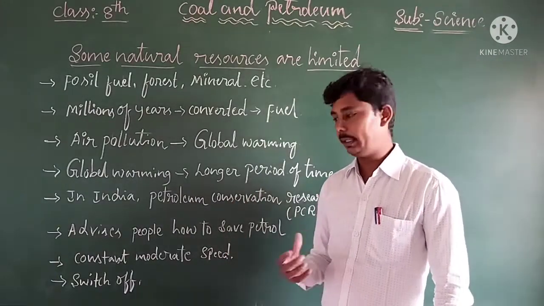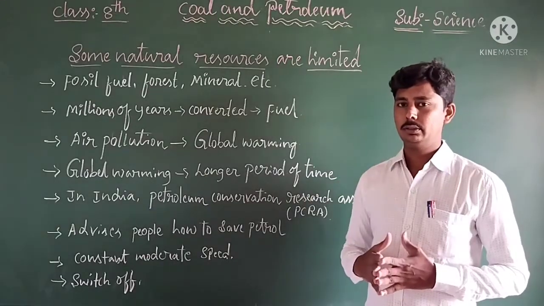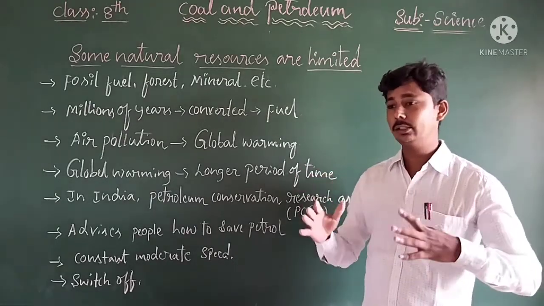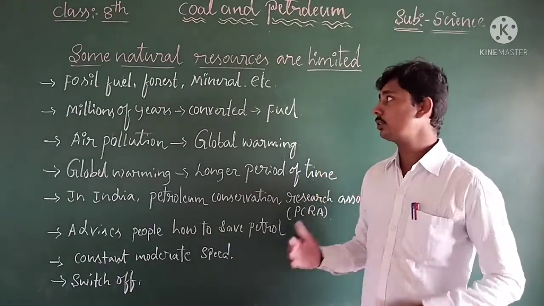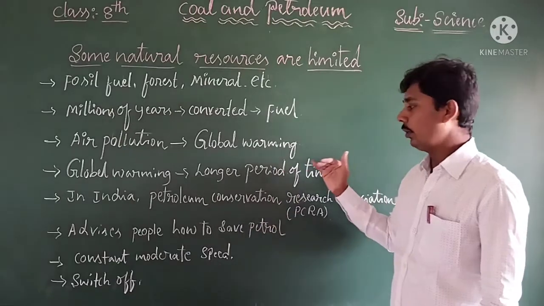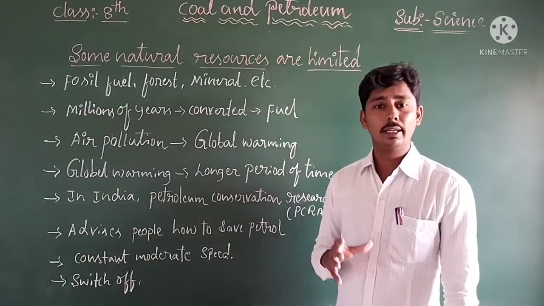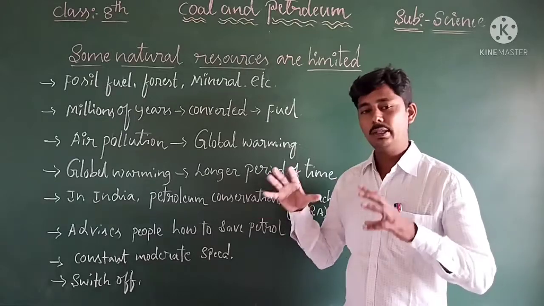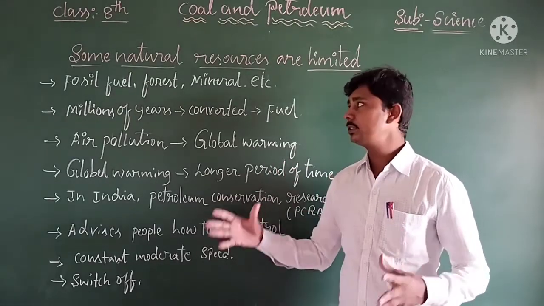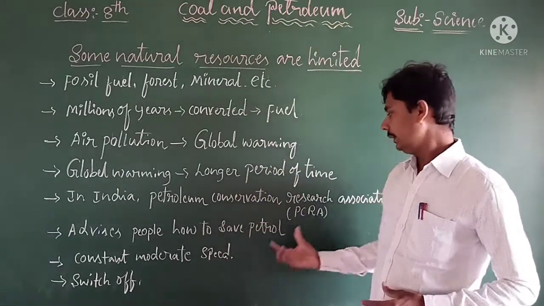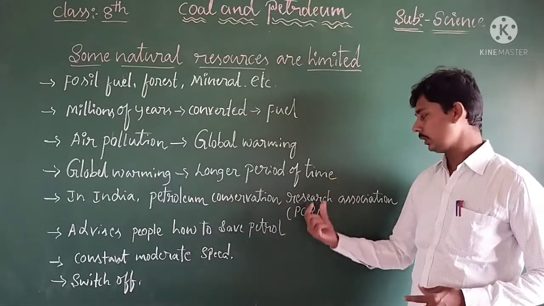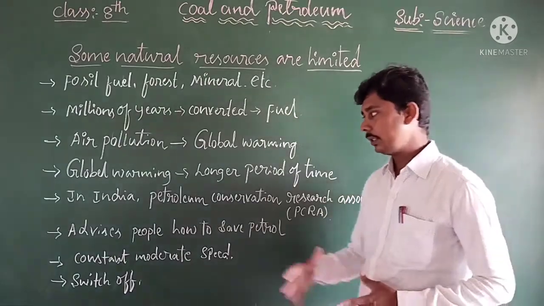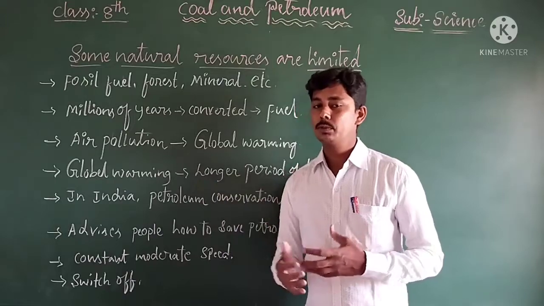Which tips are given by this association? We should maintain a constant moderate speed, because constant speeds burn less fuel. We can raise the speed, but if we increase the speed, it burns more and more fuel. Switch off our vehicles at the traffic signal, and when we are waiting for others. At that time, we switch off the vehicles. These and many more tips are given by the Petroleum Conservation Research Association. This is PCRA, one of the associations in India, which gives tips for the people.